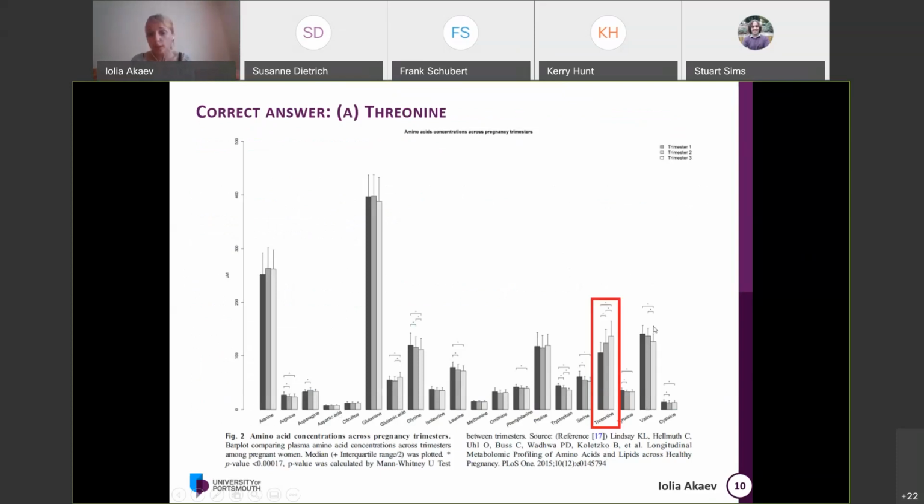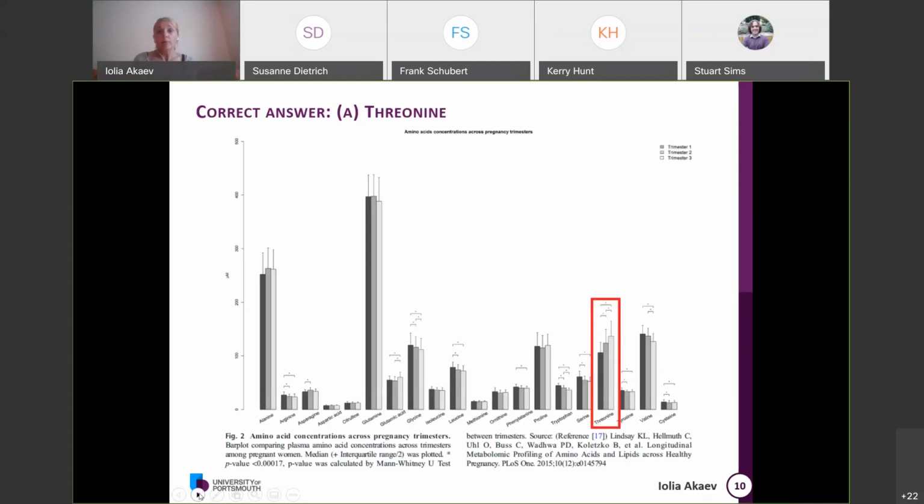So they had to see, okay, which one is that? So you can highlight it. The answer here is threonine. So you can see this is a gradual increase in all during all these 3 periods, and the students had to work it out. So that was a question worth 4 marks.